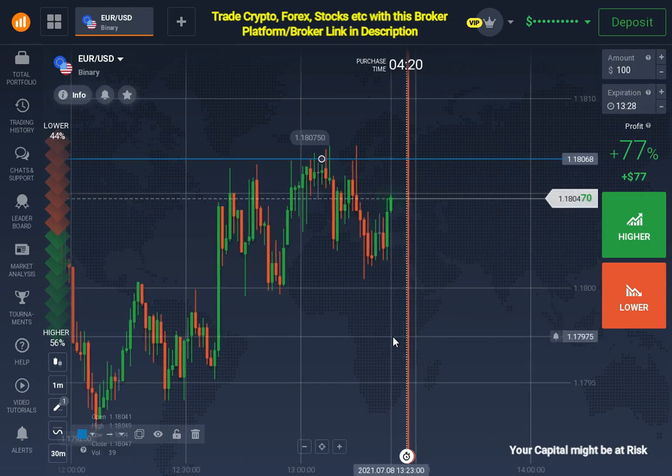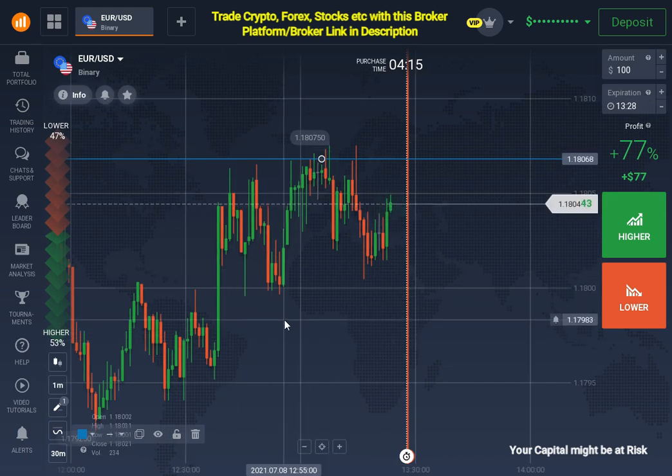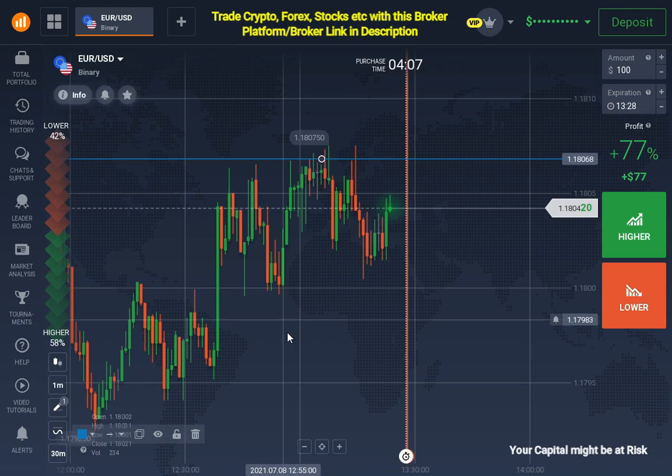So we will try to take a breakout trade here, because currently the market is ranging and not trending, so we cannot place a trade on retracement reversal. So let's wait for a breakout.